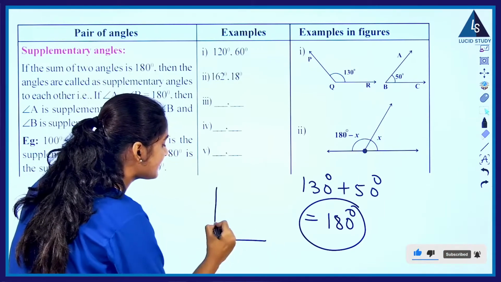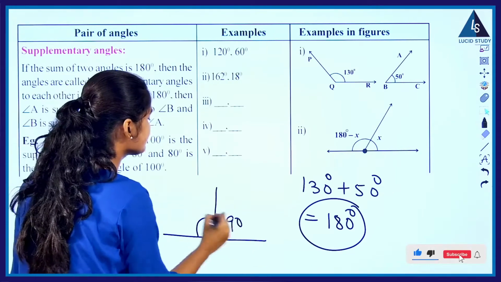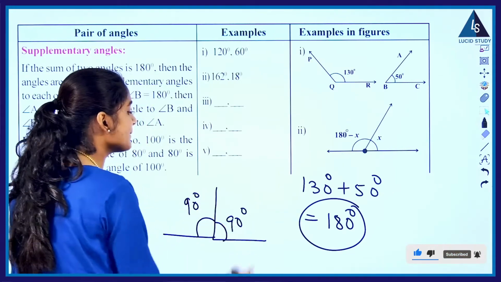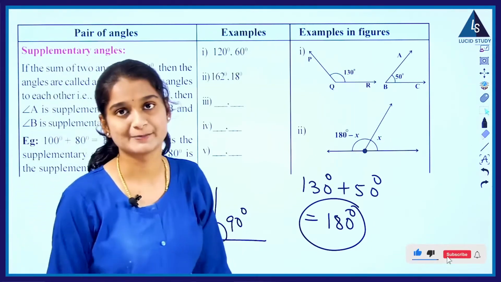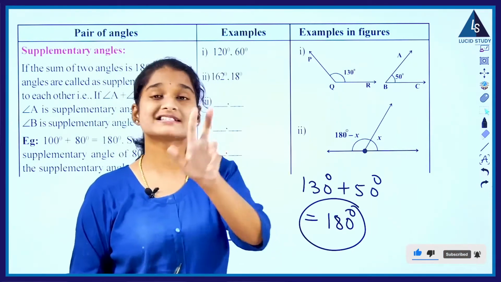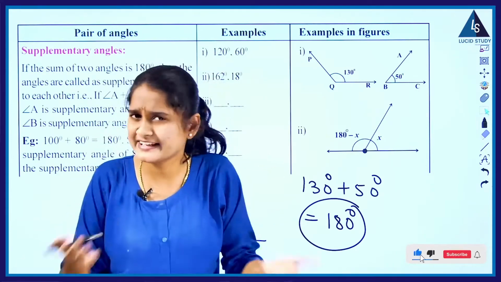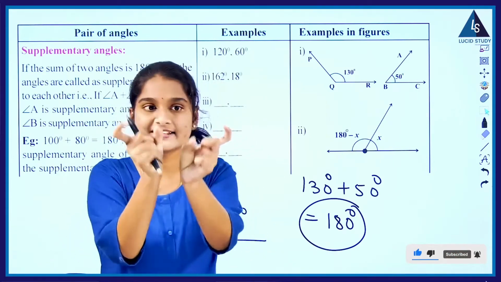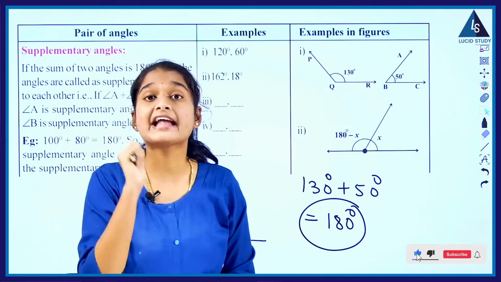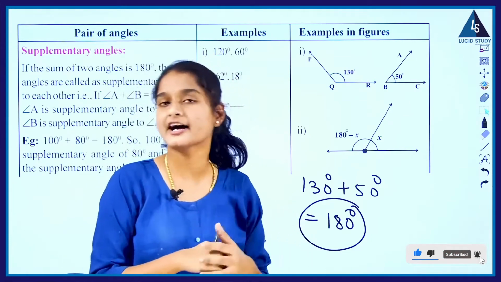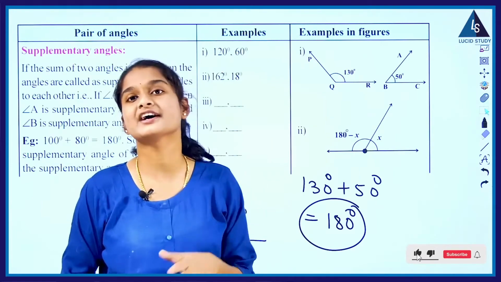So this is one right angle, 90 degrees. This is one right angle, 90 degrees. So this is 90, this is 90. What is their sum? The sum is 180. So now this is called a supplementary angle. Any two angles whose sum is 180 degrees are called supplementary angles. You can take any two angles, and when you add these two angles, their sum should be exactly 180. Not less than 180, not more than 180. They should be exactly 180.